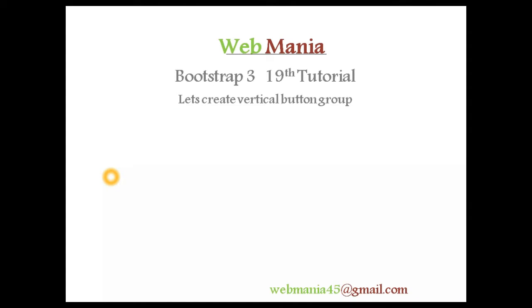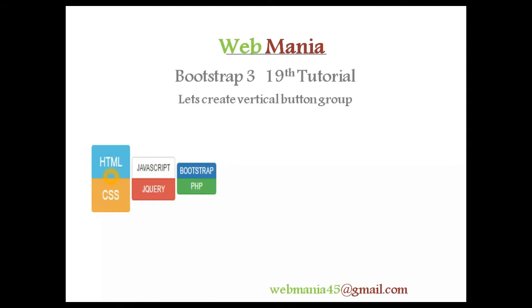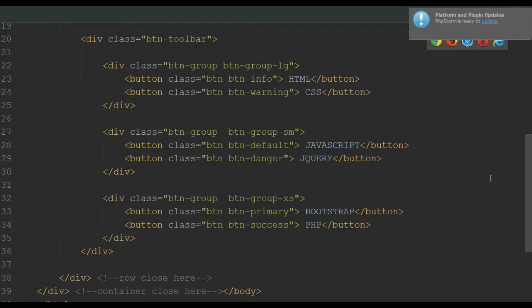Now let's create a vertical button group which looks like this. So we want to achieve this layout. So let's go back to our editor. So this is our editor.